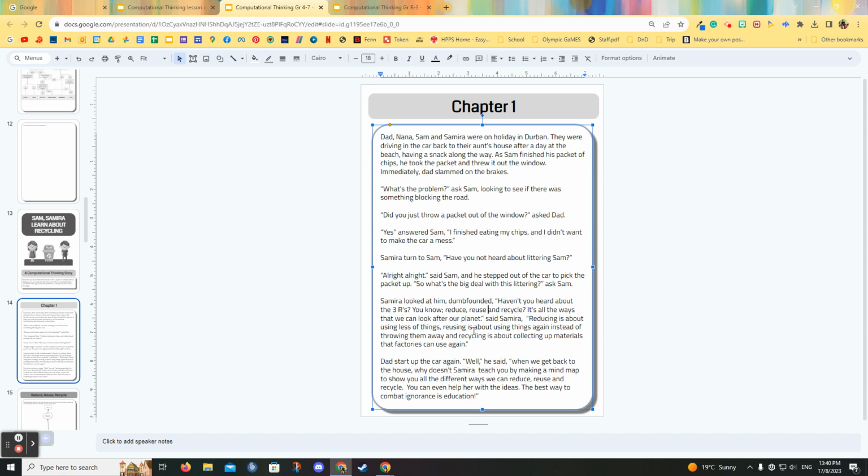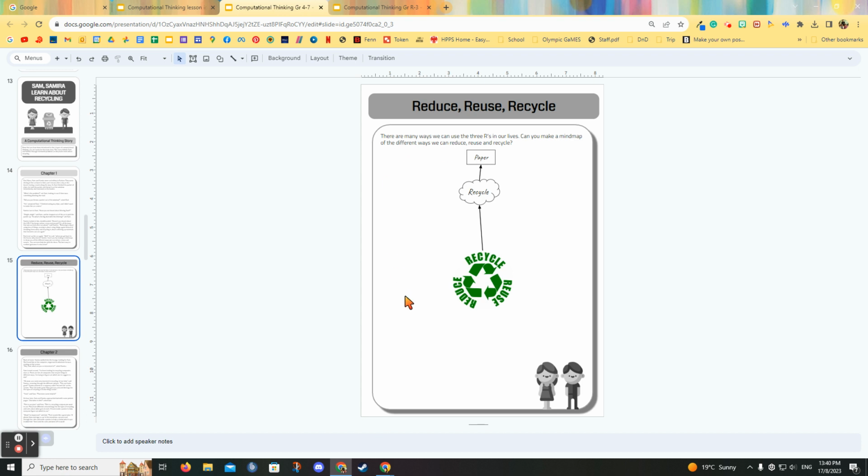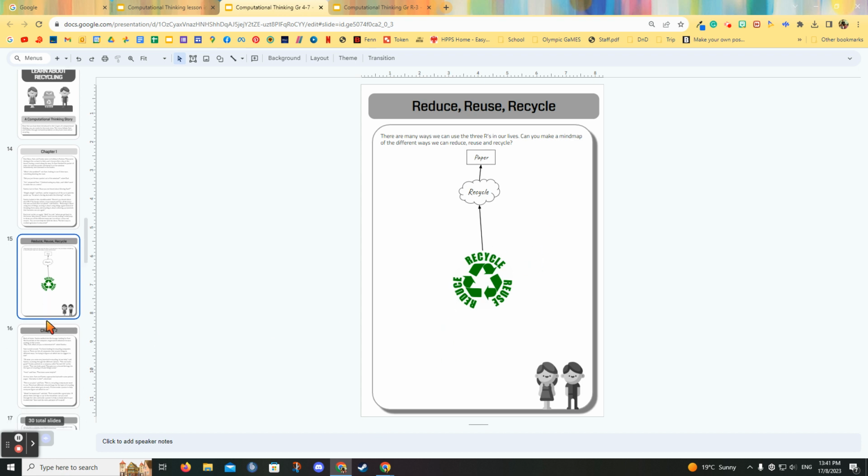So Dad starts to explain to him what littering is and why it's bad, and about the three R's: reduce, reuse, and recycle. Over here, they are breaking it up into things that we can reduce, reuse, and recycle. For example, we can recycle paper. We can reuse plastic bags. We can reduce by sending our stuff to recycling or composting. So they're coming up with a mind map of the different ways that they can reduce, reuse, and recycle.